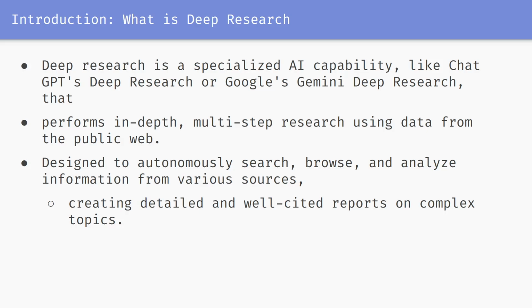One is deep research, which is just a specialized AI capability, like ChatGPT's research or Google's Gemini. What this does is it performs in-depth, multi-step research using data from the public web, and it's generally intended to autonomously search, browse, and analyze information from various sources.